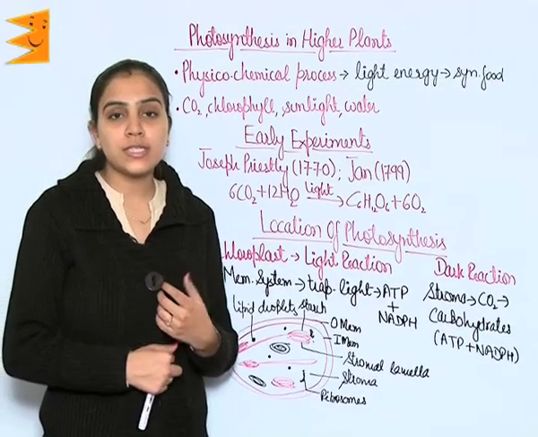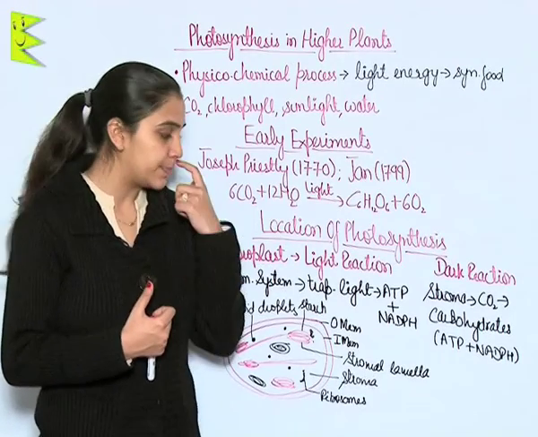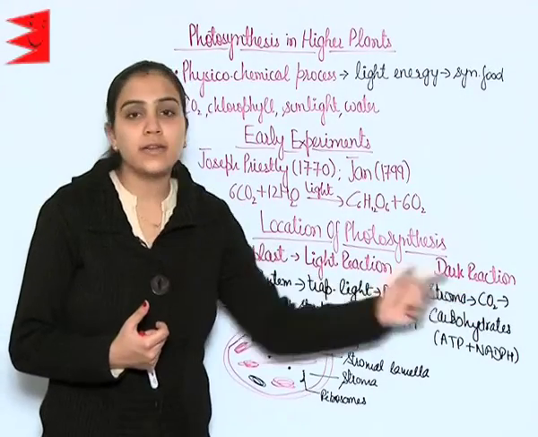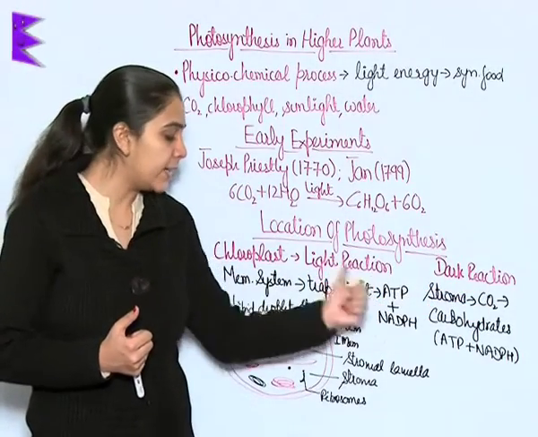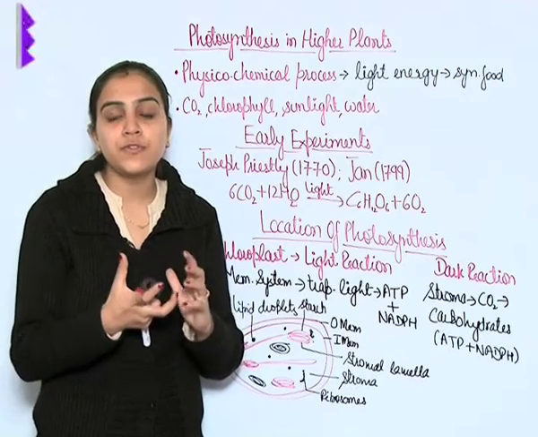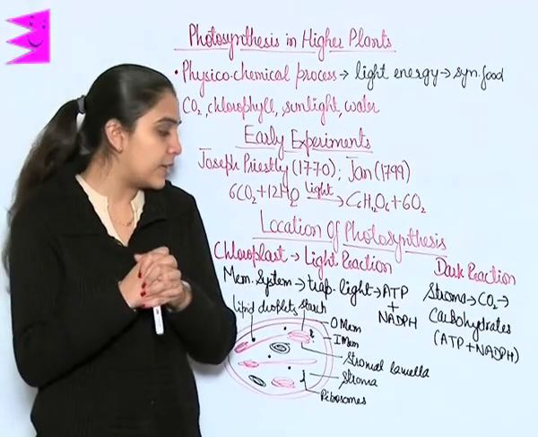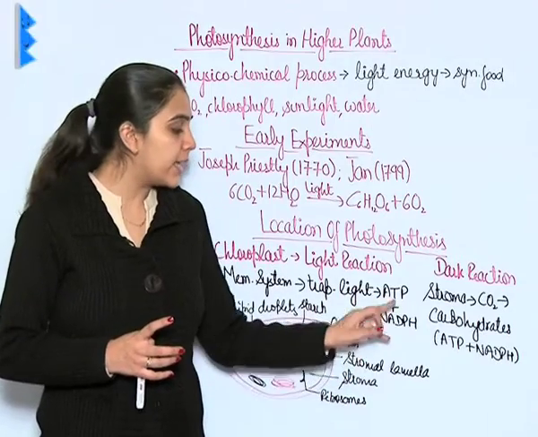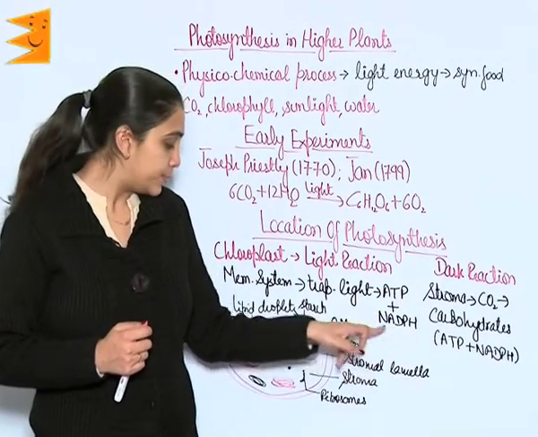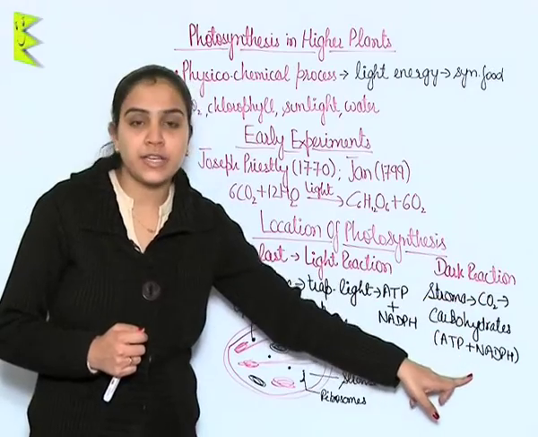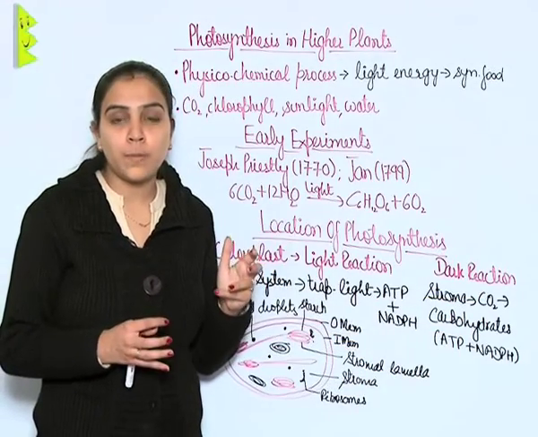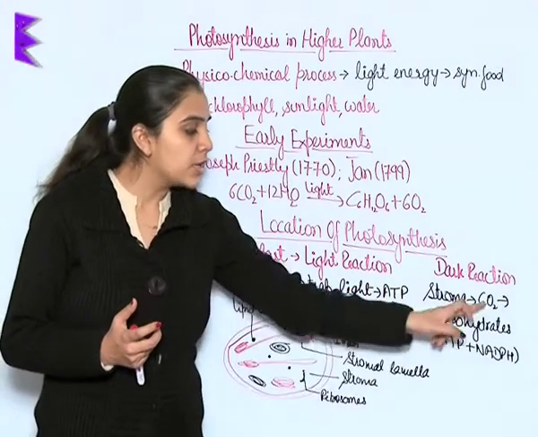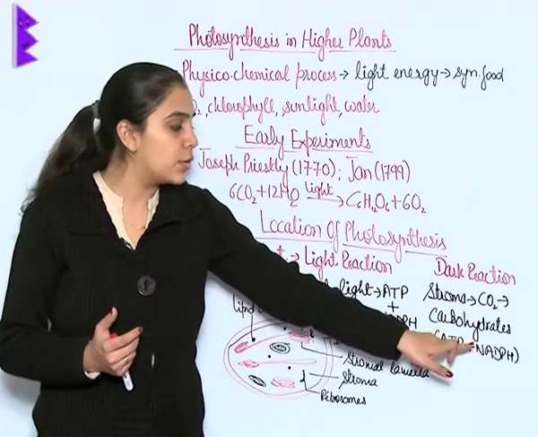Now, how does photosynthesis take place in this chloroplast? This photosynthesis takes place in two steps: light reaction and dark reaction. In the light reaction, the membrane system of the chloroplast traps the light energy and then uses this light energy to make ATP and NADPH. Whereas in the dark reaction, the stroma of the chloroplast uses carbon dioxide and these energy compounds to convert carbon dioxide and water into carbohydrates.